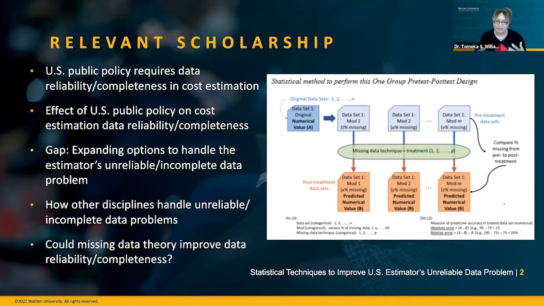Like, what's the mathematical solution? Is there something out there that we should be using to expand those options to handle a cost estimator's unreliable and incomplete data problem? Obviously statistics, that's forecasting for us. You can also use more advanced statistics to get there, such as artificial neural networks and things of that sort. So it was like opening up the aperture for looking at various different options. But basically that was how I was able to pull everything in.